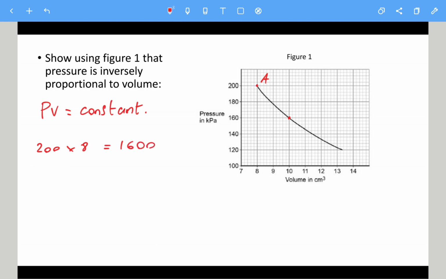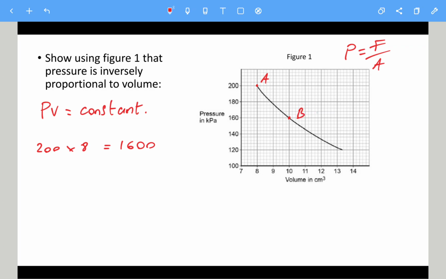Just out of interest, what do you think the units are for pressure times volume? Well, pressure is pascals, but pressure is force over area. So that would be newtons per meter squared. Newtons per meter squared multiplied by volume, which is meters cubed. So the units, they'd cancel. You'd actually end up with newton meters. Just out of interest, it's not really terribly important.